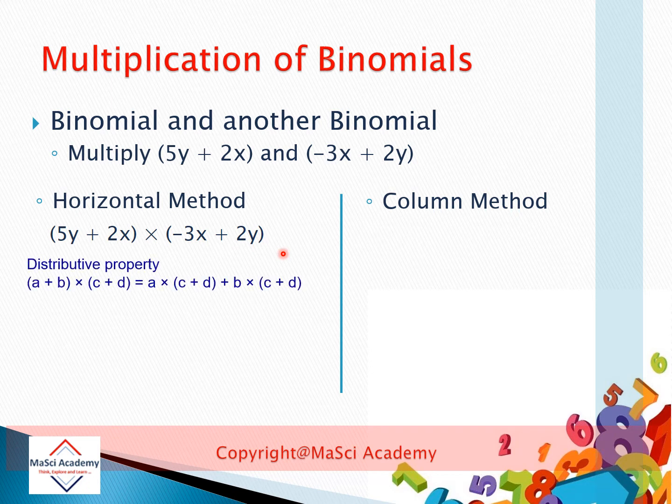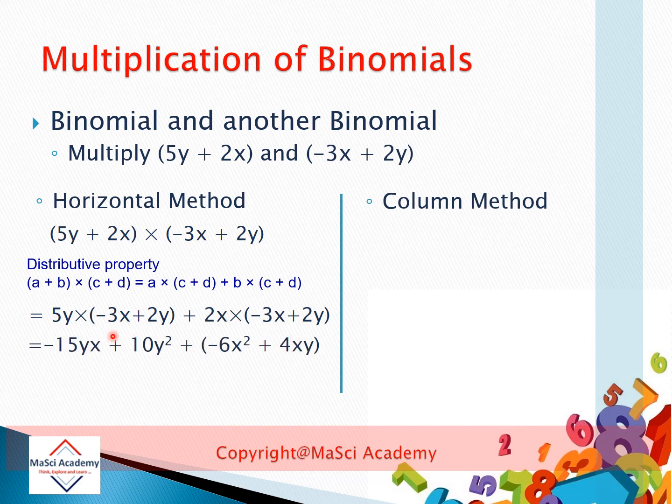Using the distributive property, that is (a plus b) multiplied by (c plus d) becomes a multiplied by (c plus d) plus b multiplied by (c plus d). So using the distributive property, the above statement becomes 5y multiplied by (minus 3x plus 2y) plus 2x multiplied by (minus 3x plus 2y).